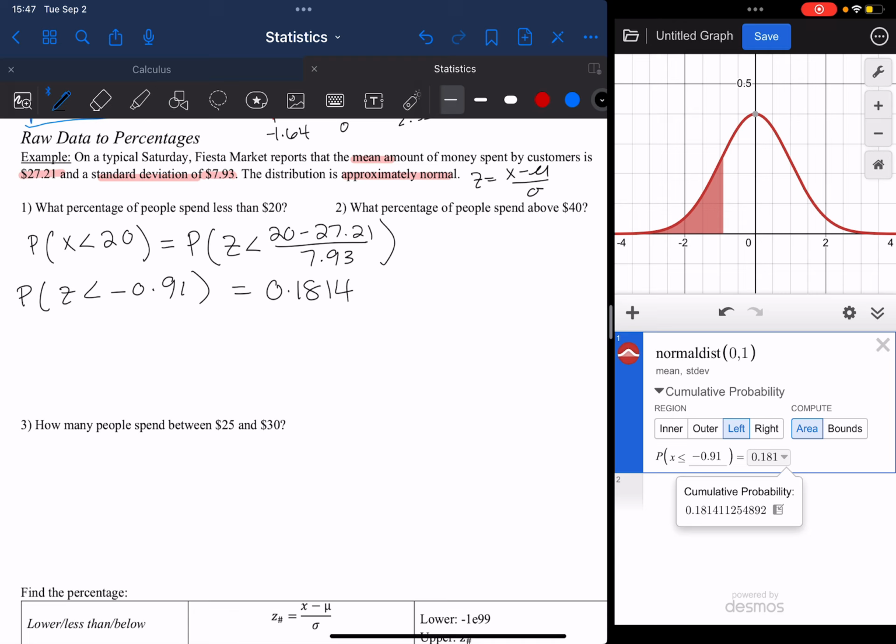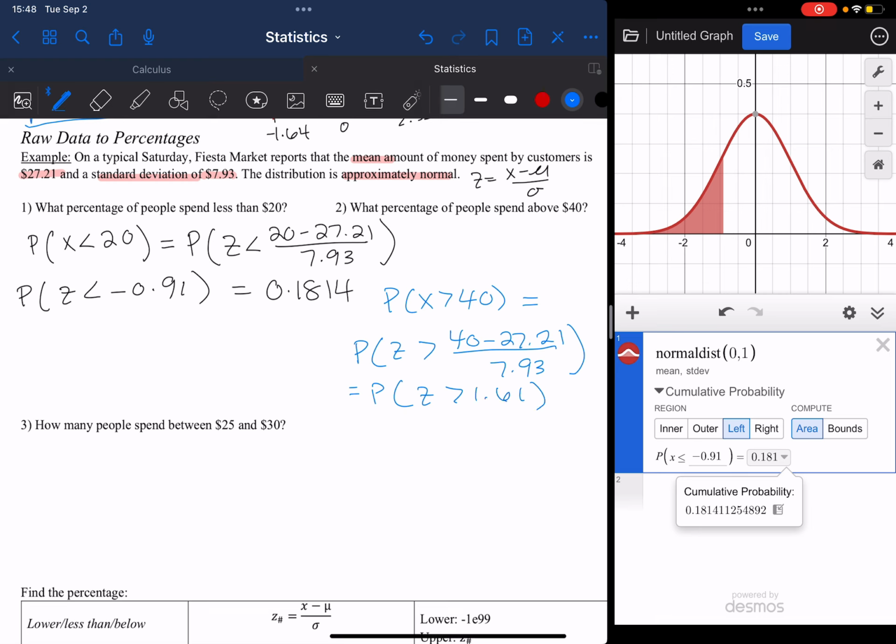Then I'm going to look at number 2. Number 2 says, what percent of people spent above $40? So I'm going to do the same thing. That's the probability that X is greater than 40, which is the same thing as the probability that the Z-score is greater than 40 minus the mean, 27.21, over sigma, which is 7.93. And that is equal to the probability that Z is greater than 1.61.